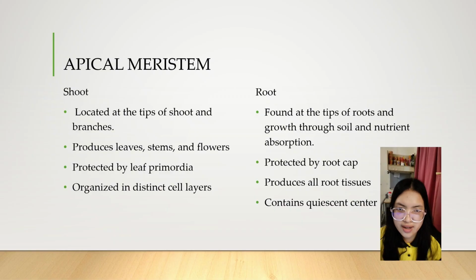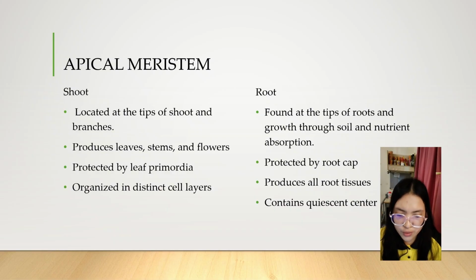Hello everyone, my name is Selvin. Today I'm going to present about apical meristem. Apical meristem has two parts, the shoot and the root. Shoot is located at the tips of shoot and branch. It produces leaves, stems, and flowers. It is also protected by leaf primordia and organized in distinct cell layers.